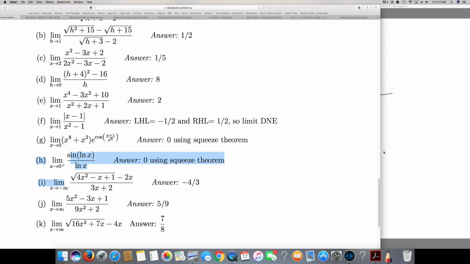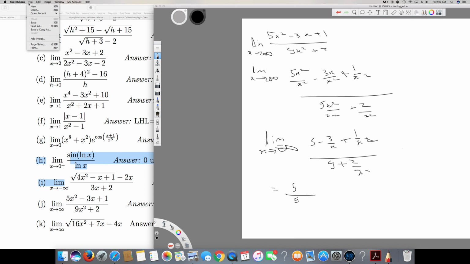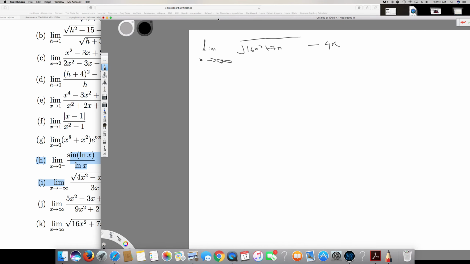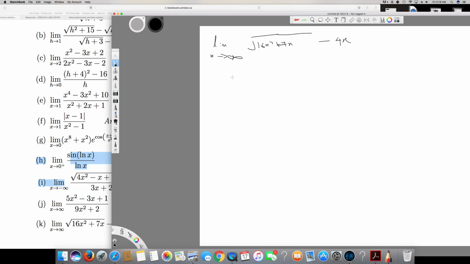And the next question is asking limit as x approaches infinity, and they have given the square root of 16x squared plus 7x, and out of the square root is minus 4x, right? So in this case they have given the answer, it's 7 over 8. Let's see how they get their answer.